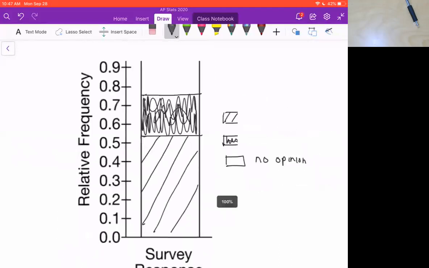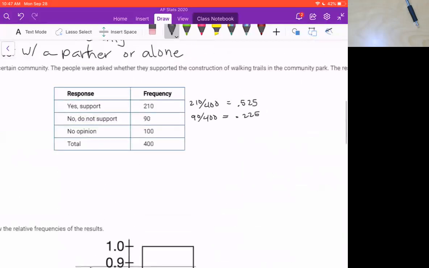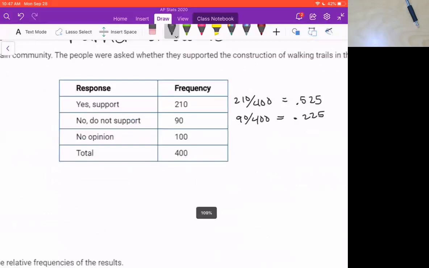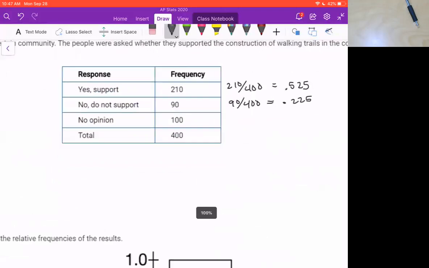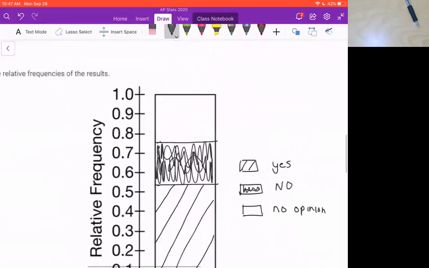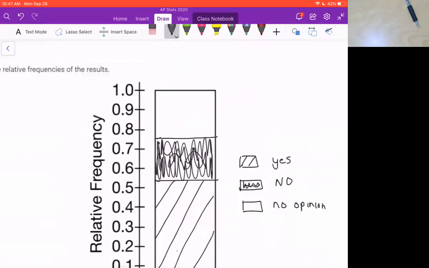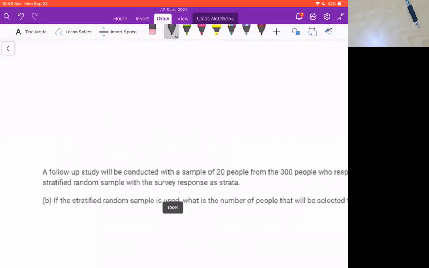And I know some of you, like I said, when I was grading them, said you couldn't figure out how to draw it on there. But just as long as you know that that's what it would look like. So the largest group down there is the people who agreed that wanted the walking trails, and then you have the no, that does not support it, and then you have the no opinion. The do not support and the no opinion were very close in size. So you'll see that there.